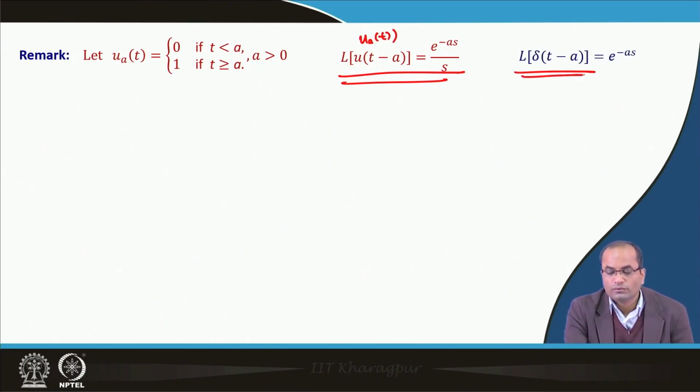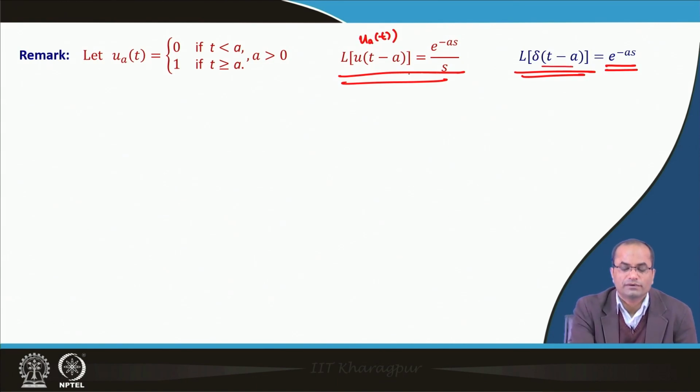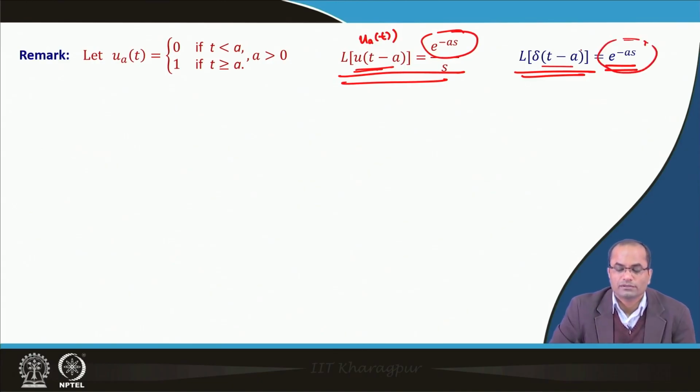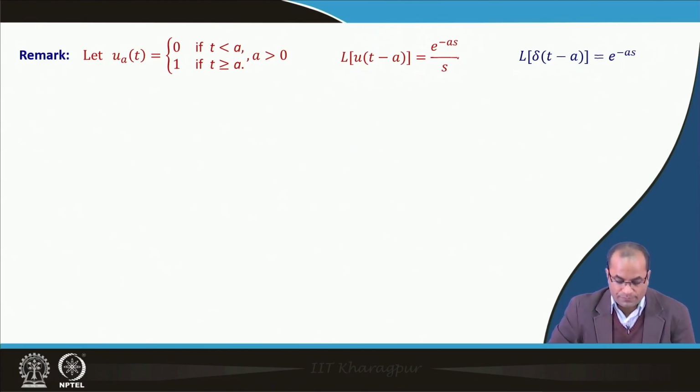We also know that the Laplace transform of the Dirac delta function is e power minus a s, and we will try to give some intuition about the relation between this Dirac delta function and this Heaviside function, because if we take a closer look at their Laplace transforms, they both have e power minus a s in common.